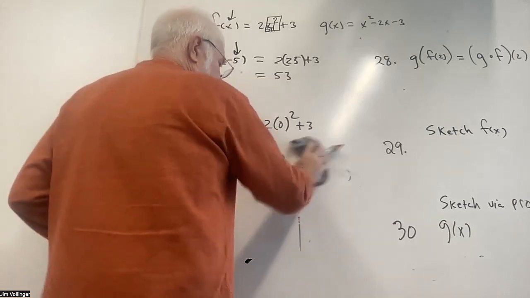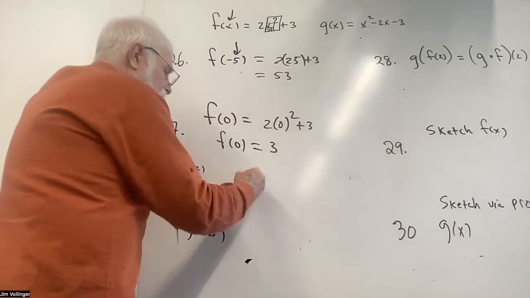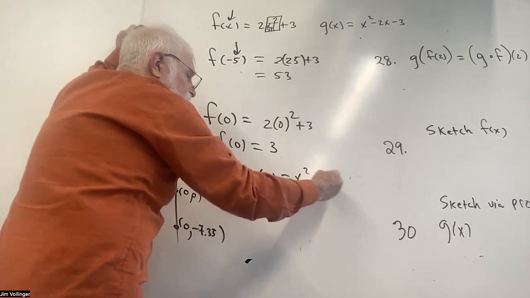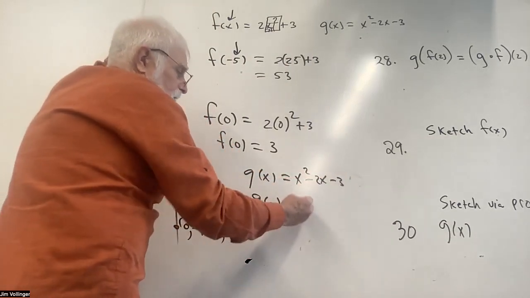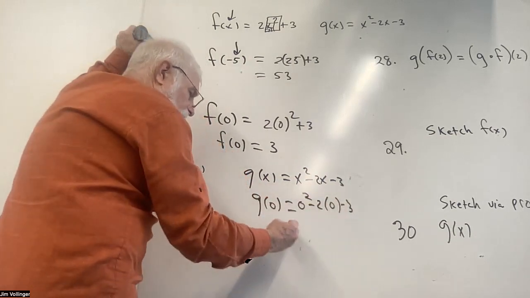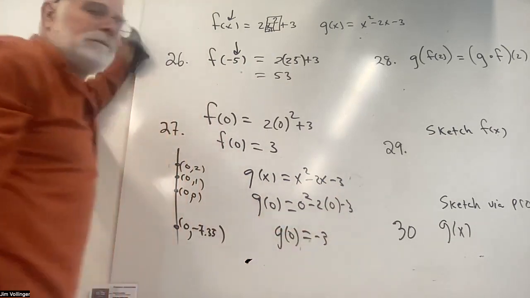All right, we're going to do the same thing to g. So what are you going to hear all term when you want to find a y-intercept? g of x is x squared minus 2x minus 3. Yeah, let x equal 0. 0 squared minus 2 times 0 minus 3. I think the y-intercept at 0 is negative 3. We're almost done.